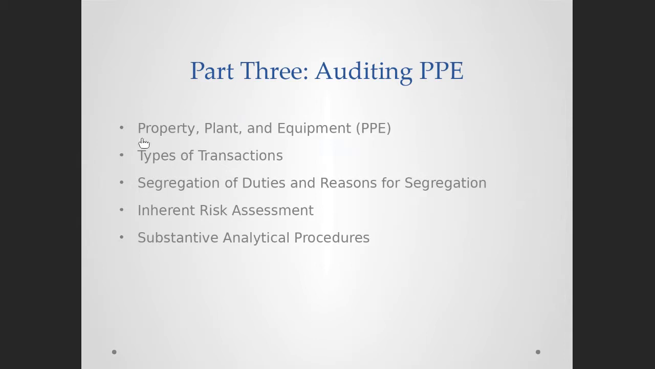So we'll continue chapter 14, the third part, which is the auditing of the property, plant and equipment. We're going to discuss the property, plant and equipment in general, the types of transactions the client has, the segregation of duties and the reasons for those segregations, and then we're going to discuss the inherent risks associated with them. For auditing purposes, the control risk is taken care of when we do the purchasing, so we're not going to discuss them again here. And then we have the substantive analytical procedures, so we're going to discuss this, and then Sunday inshallah we'll discuss the substantive procedures.